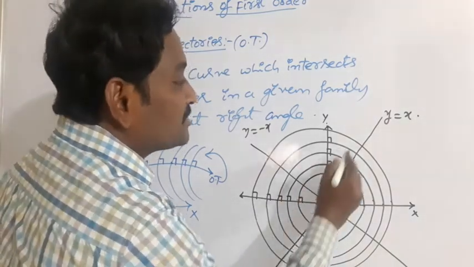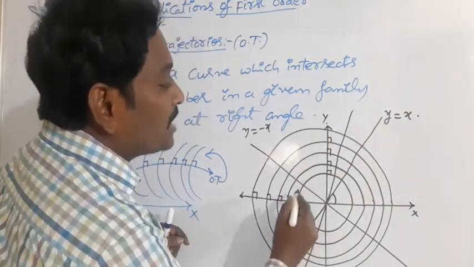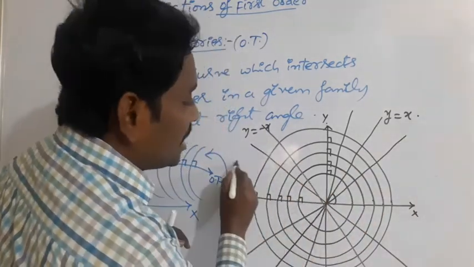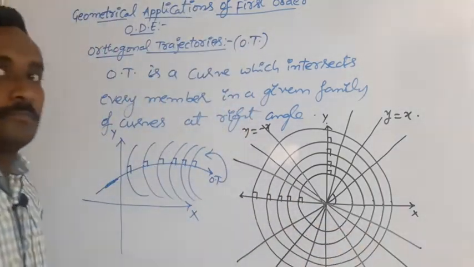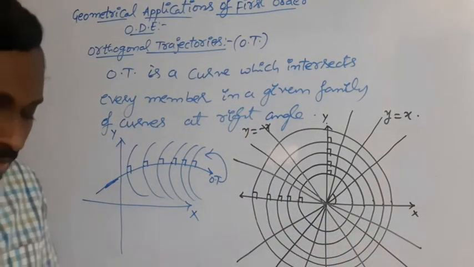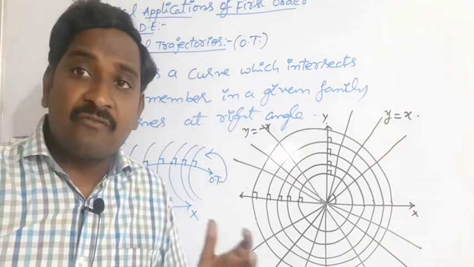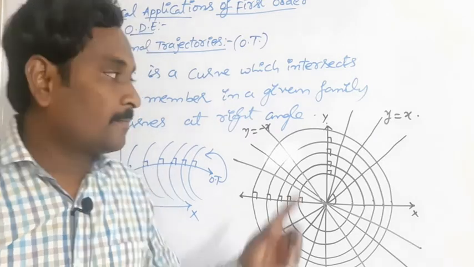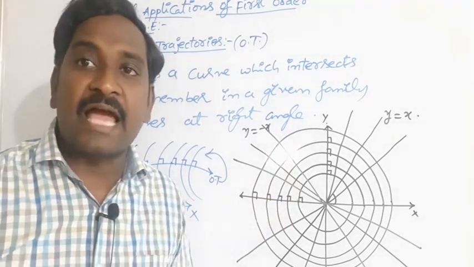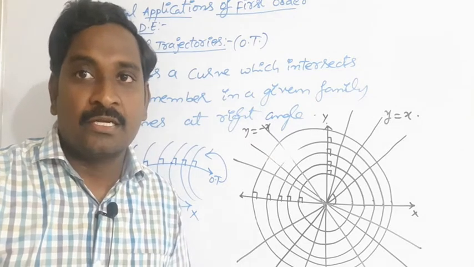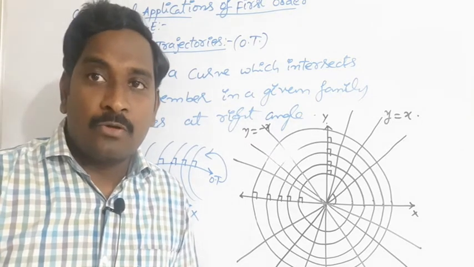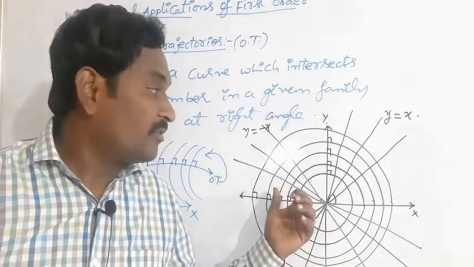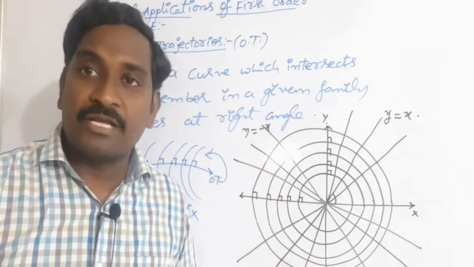You can take not only these lines, you can take any straight line which passes through the origin. So these are all orthogonal trajectories. From this figure we should conclude that the family of straight lines which pass through the origin are orthogonal trajectories of the family of concentric circles and vice versa. Don't forget it. Now we have to discuss how to find orthogonal trajectories for a given family of curves by using ordinary differential equations.